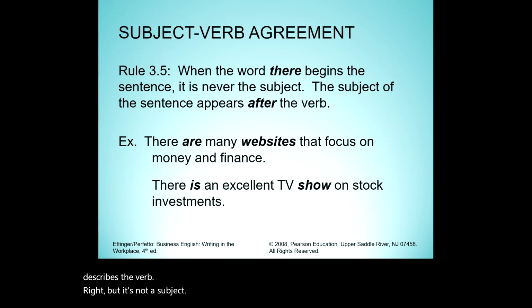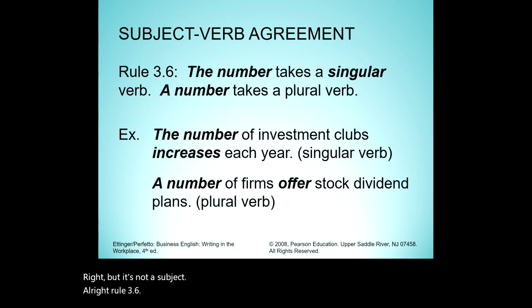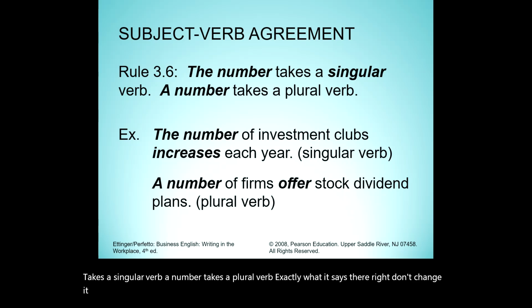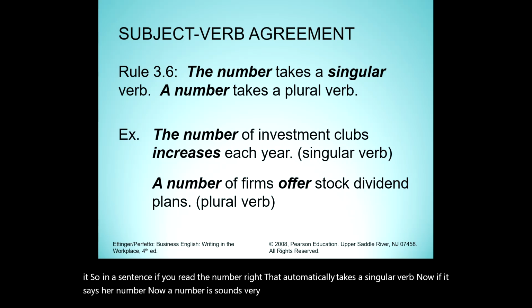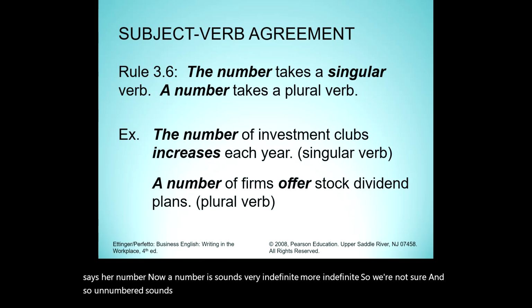All right, rule 3.6. The number takes a singular verb. A number takes a plural verb. Exactly what it says there, right? Don't change it. So in a sentence, if you read "the number," that automatically takes a singular verb. Now, if it says "a number," that sounds more indefinite, so we're not sure, and a number will take a plural verb.